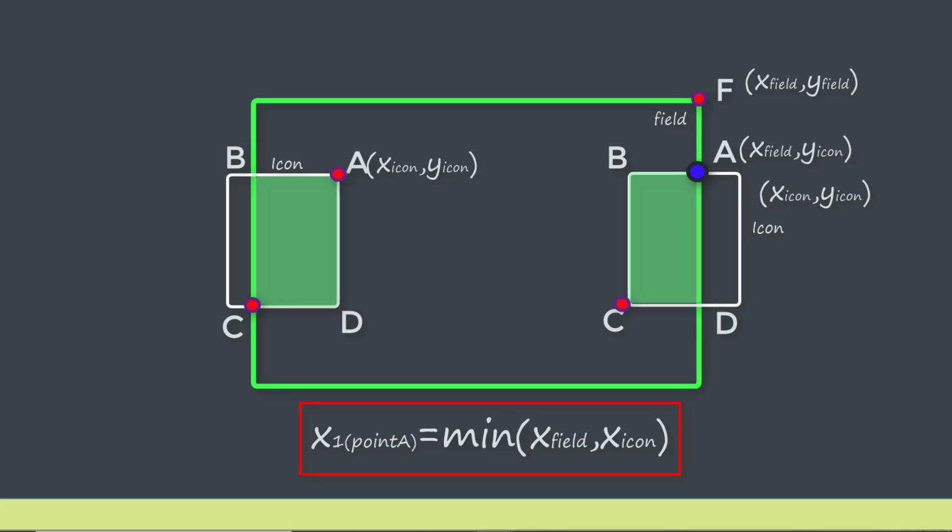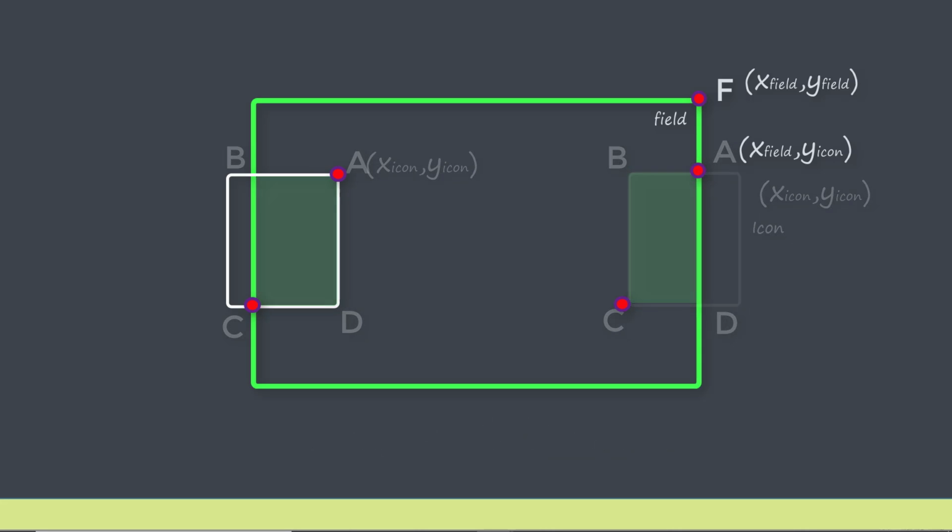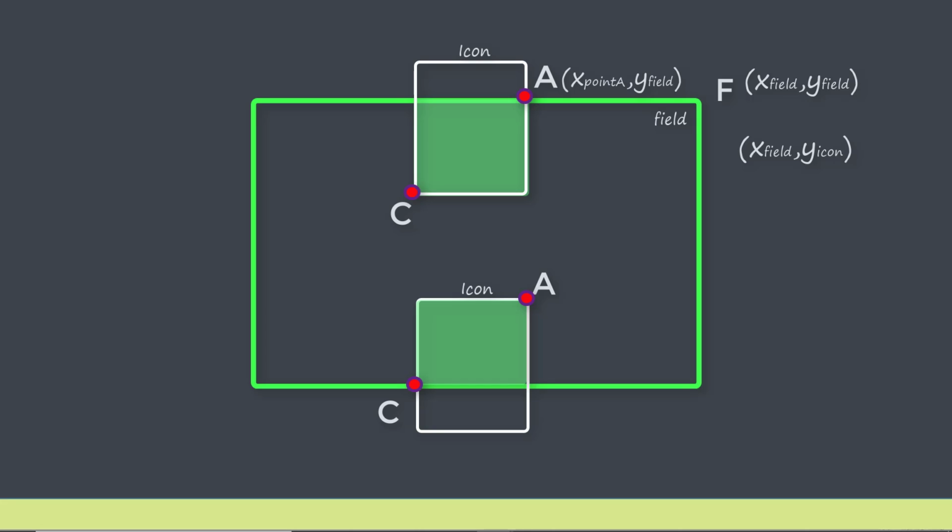This allows us to avoid using conditional statements like if statements or else if statements. We'll see it in action soon. Now let's discuss the y-coordinate of point A. Again, a player can move an icon in any direction.